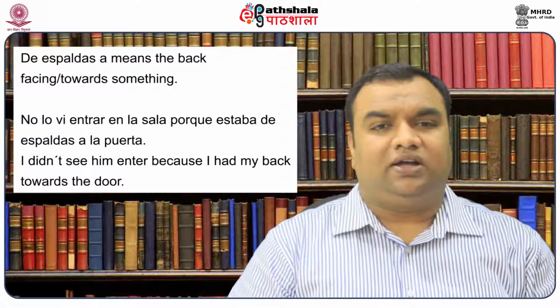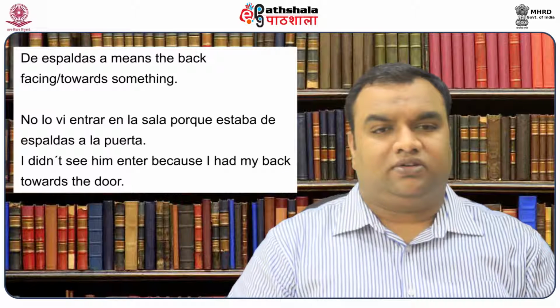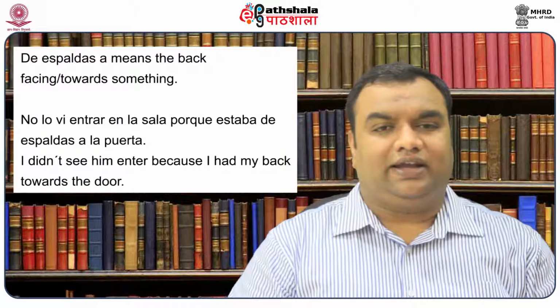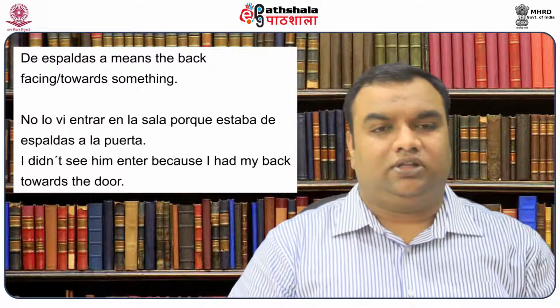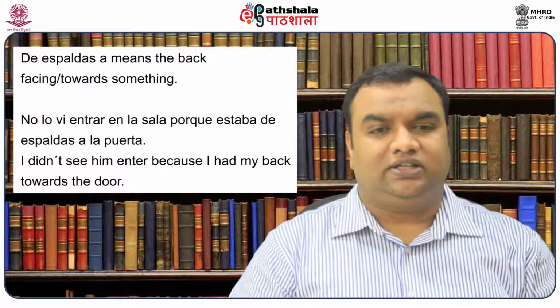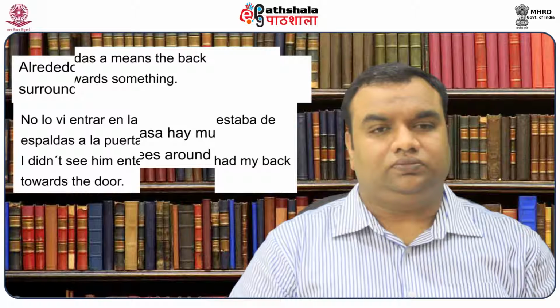De espaldas a means the back facing towards something. In the sentence, no lo vi entrar en la sala porque estaba de espaldas a la puerta. I repeat, no lo vi entrar en la sala porque estaba de espaldas a la puerta. The equivalent English translation is, I didn't see him enter because I had my back towards the door.